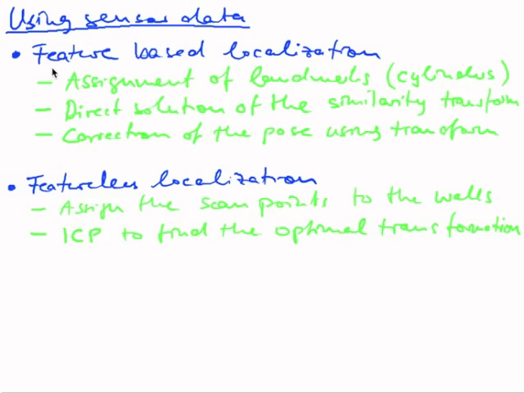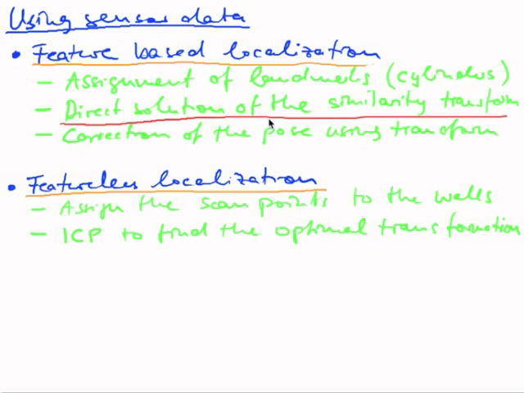And now in this unit you not only learned those fundamental localization techniques, but you also implemented two very useful algorithms, namely the direct solution of the similarity transform, which does not require any start values or any iteration, and the iterative closest point algorithm. So this is it for Unit B, and hope to see you in the next unit.